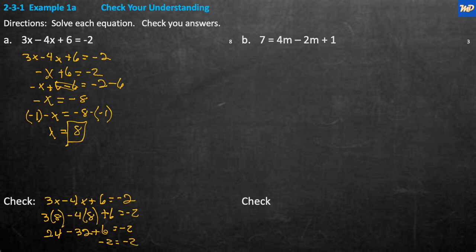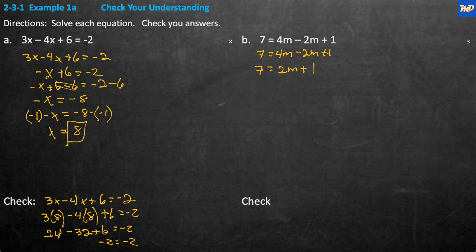So now we're going to do the same thing. We're going to rewrite the equation. 7 equals 4m minus 2m plus 1. We're going to combine like terms that are on the same side of the equal sign. So we have 7 is equal to 4 minus 2 is 2m plus 1.